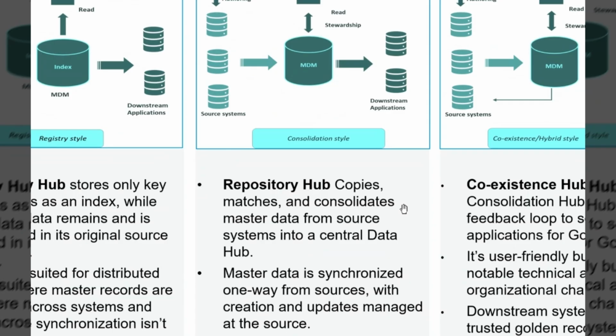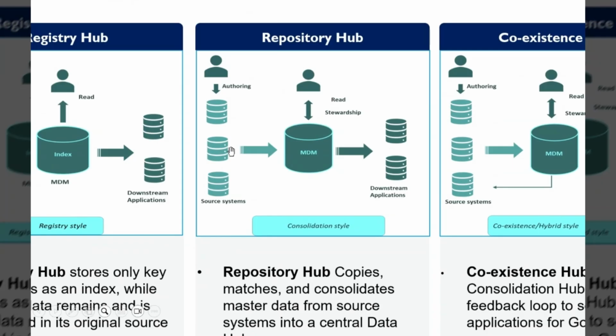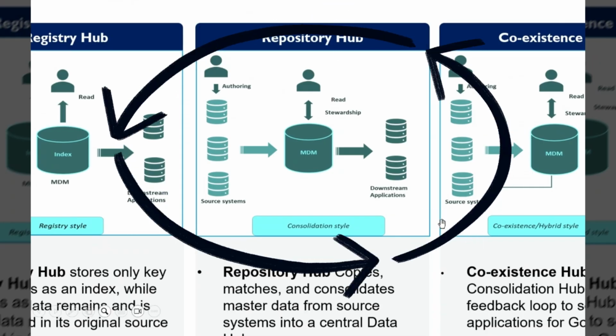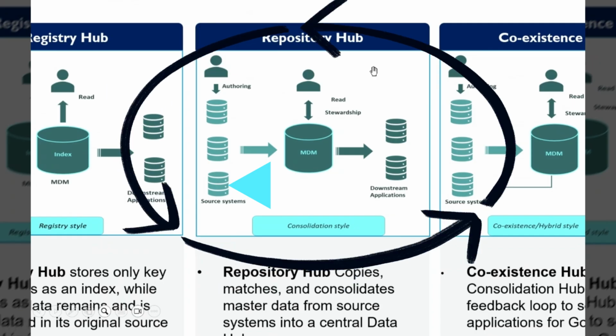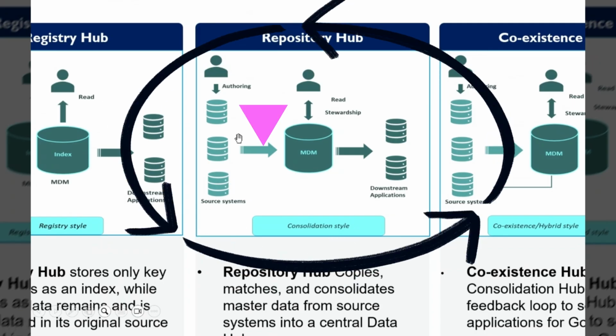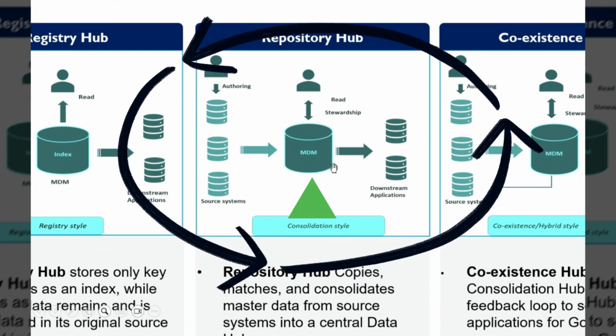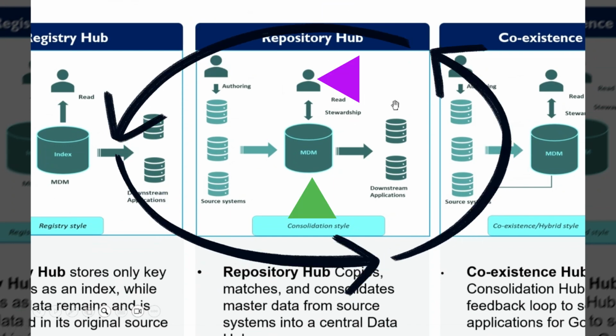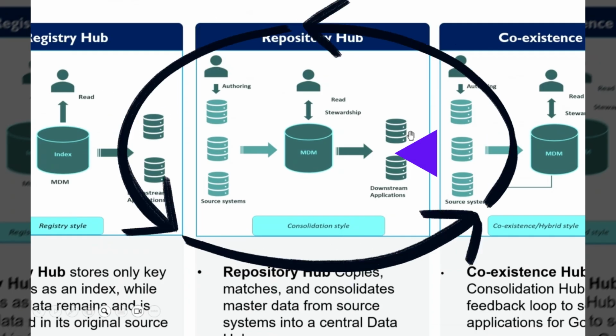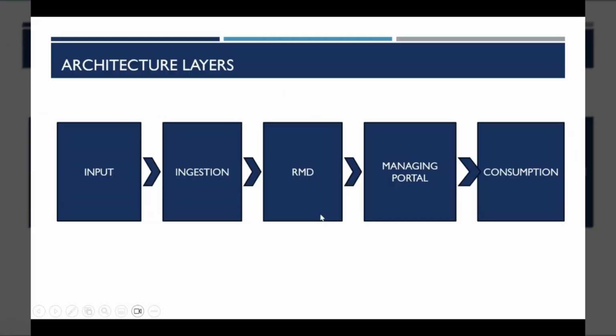we have built the conceptual architecture for this repository hub. So next is MDM 2.3, where we are going to do the conceptual architecture. In the conceptual architecture, we have to consider the building blocks. We have the inputs, we have ingestion, we have a repository, we have stewardship, which is a part of governance, and we have the consumption layer. So let's see how we are going to build the architecture, and let's consider the important layers.